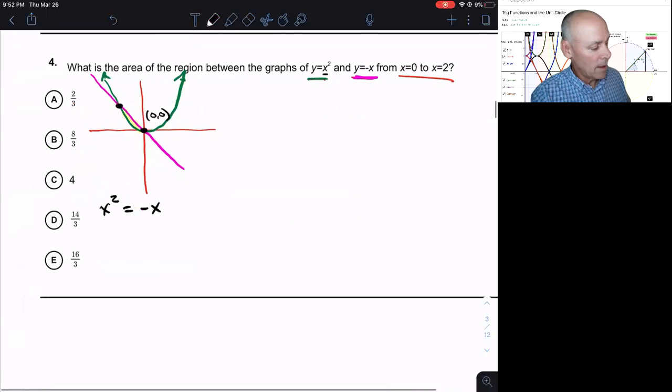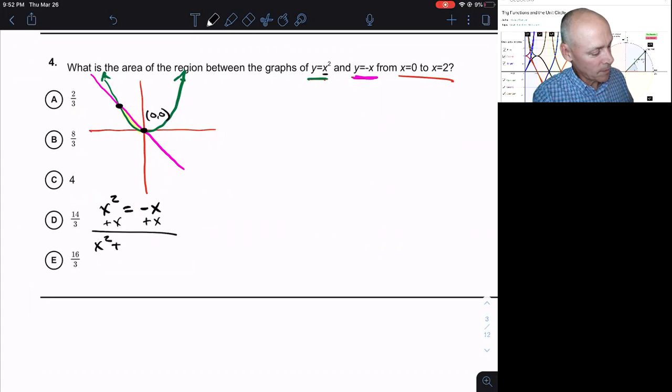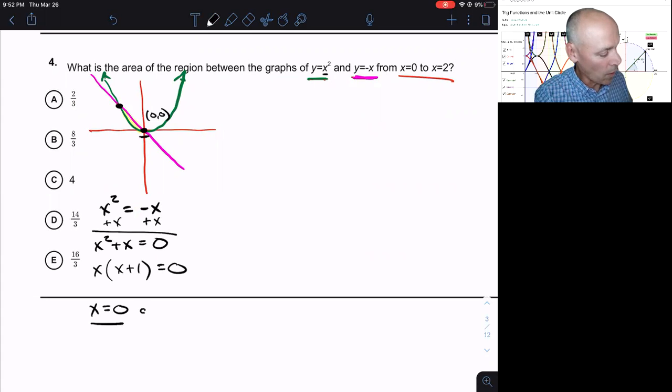Now what I can do is add this x to the other side. So I'm going to have x squared plus x equals 0. And then I can factor an x out of this side. I'm going to get x times the quantity x plus 1 equals 0. That tells me that in order for this to be a true equation, x can be equal to 0, and that's what I got at that one point of intersection, or x can be equal to -1. So that is the x coordinate of my other point of intersection.